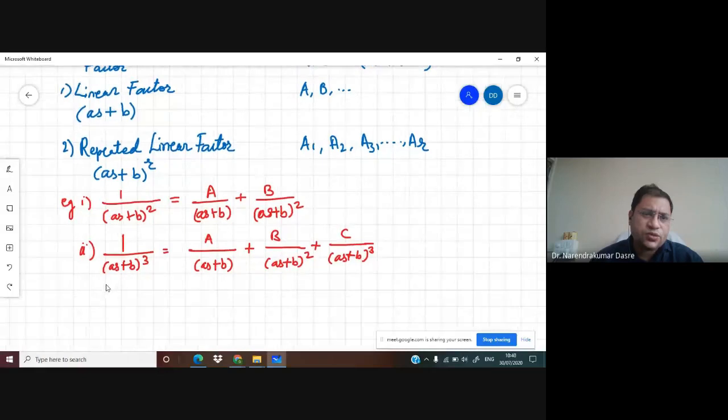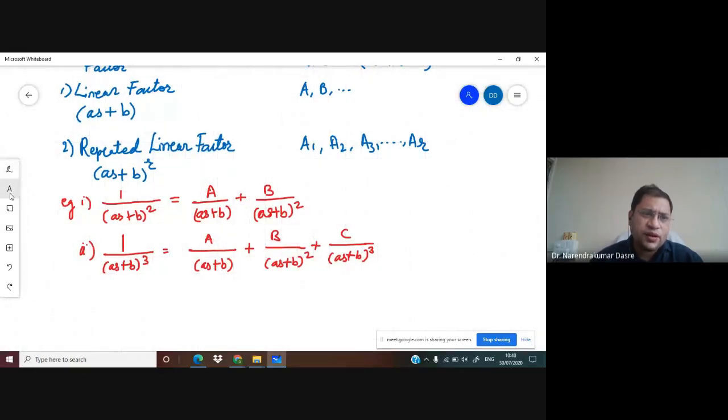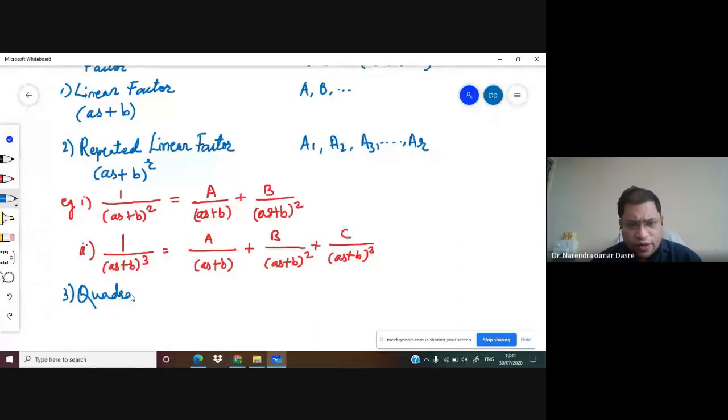Then next we have quadratic factor. Okay, so next we have quadratic factor.